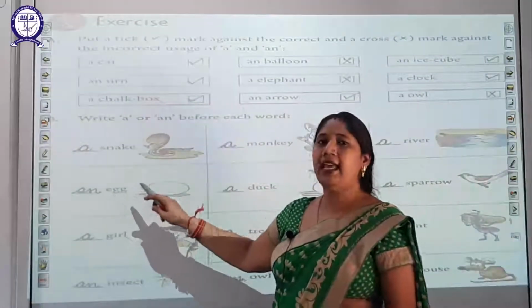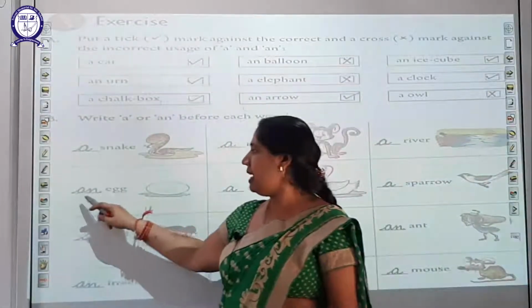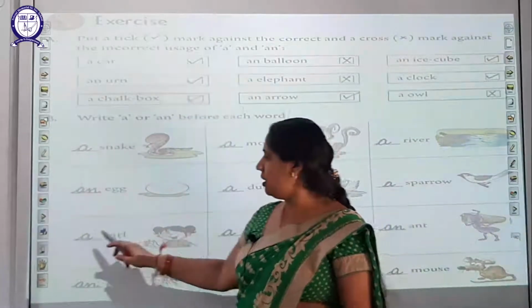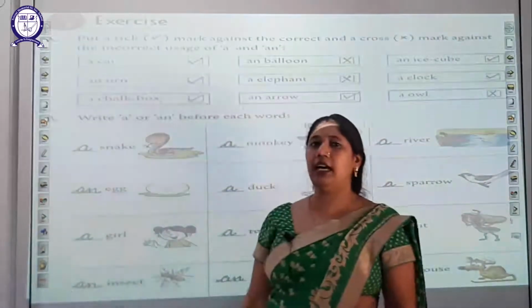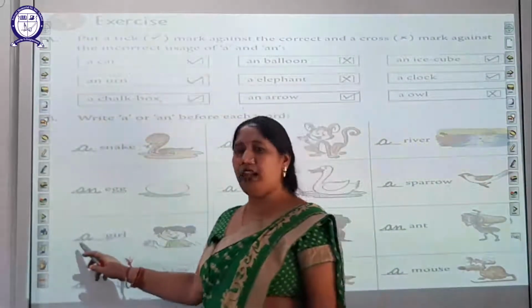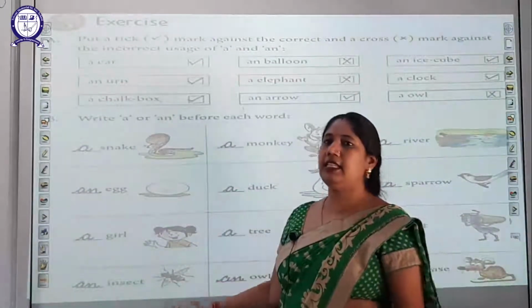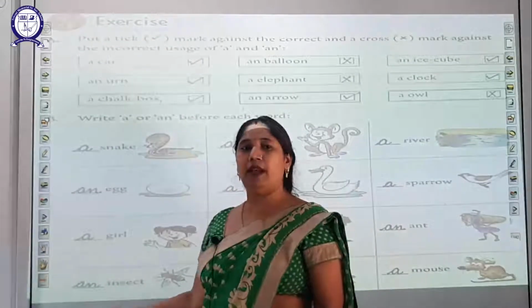Egg. E is a vowel sound. An. Girl. G is a consonant sound. So we have to mention here a. Insect. I is a vowel sound. So we have to mention here an.